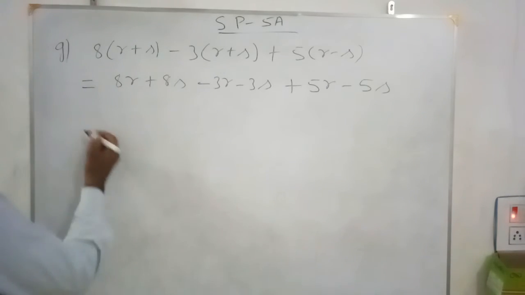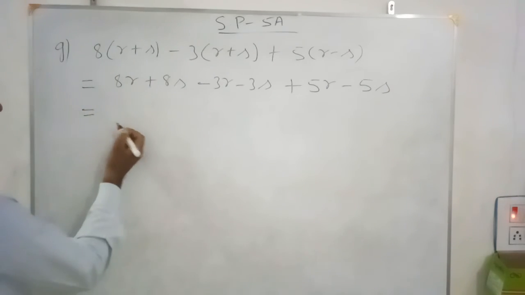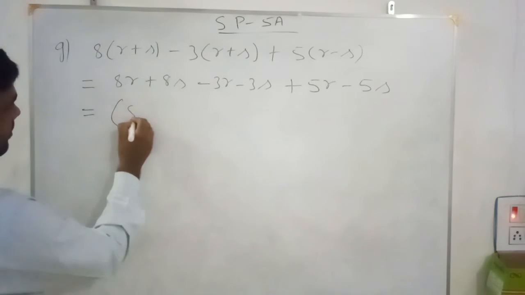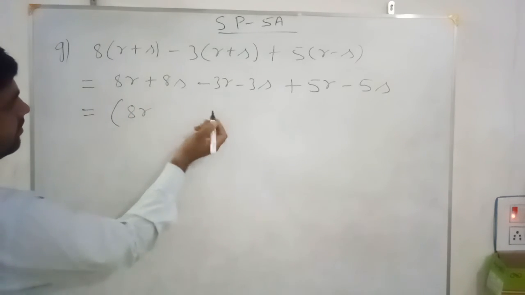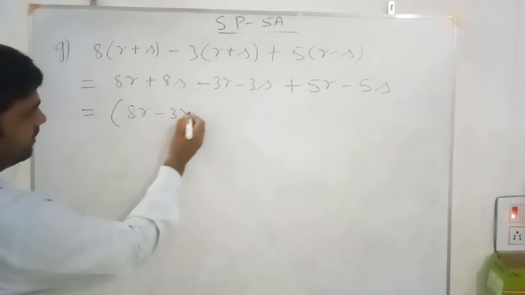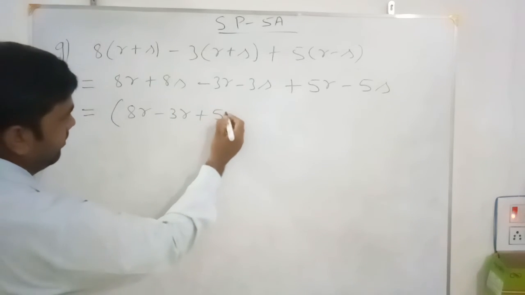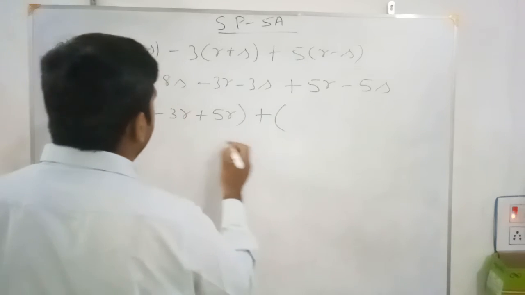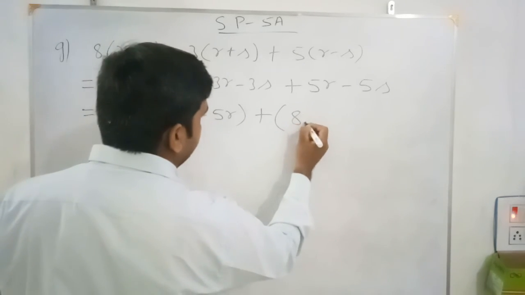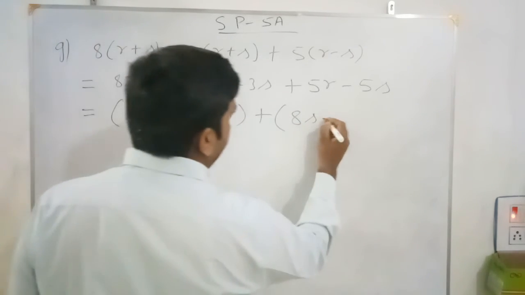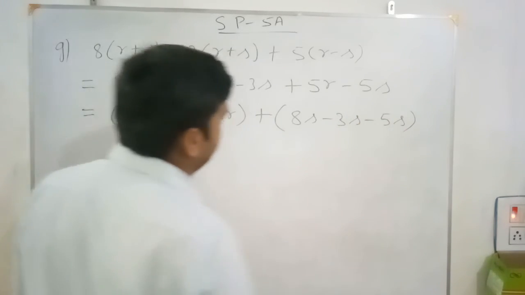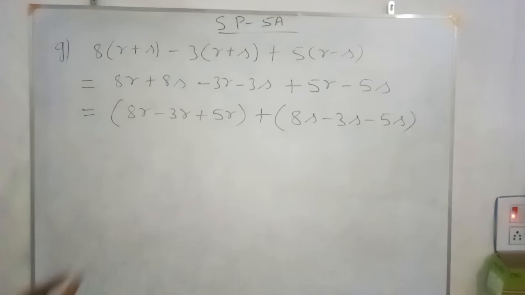So let us rearrange it and write in brackets. In the first bracket we write the terms of r: 8r minus 3r plus 5r. Again we write in the next bracket the terms of s: 8s minus 3s minus 5s. Now this we can write as like terms.